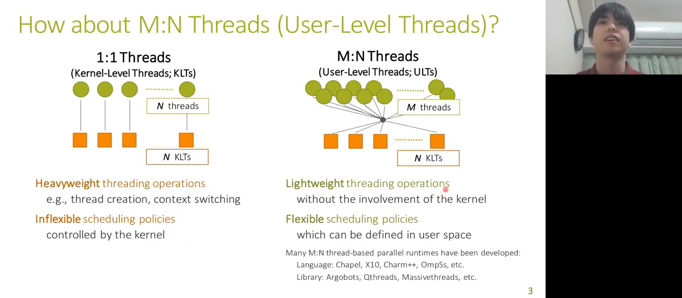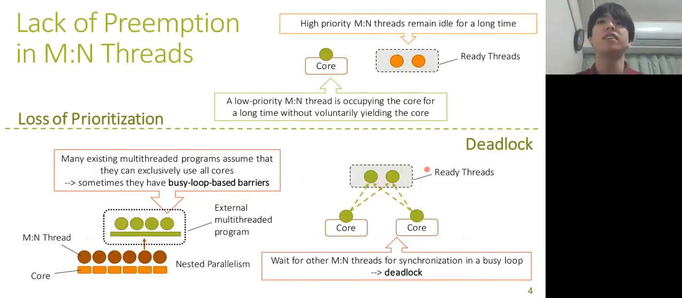On the other hand, user-level threads are promising because of their lightweight threading operations and flexible scheduling policies. In user-level threads, many user-visible threads are created, and they are dynamically mapped to kernel-level threads. However, user-level threads have some downsides.